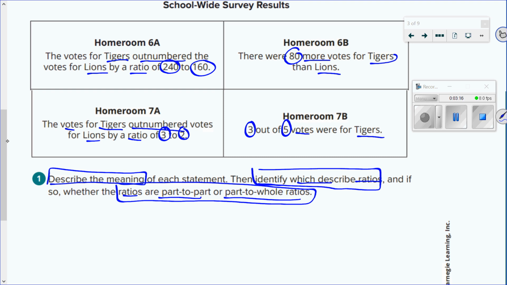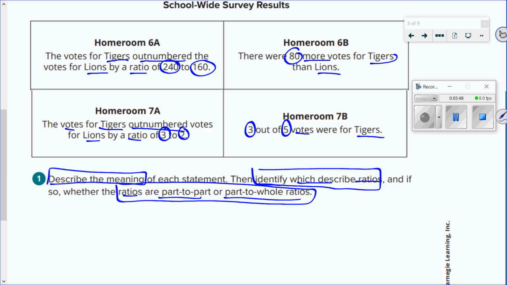There's a lot to boil down here, but make sure you're covering all the parts of this. That's why there's only 1 question on here, because they basically did 3 different questions in 1 statement. You're going to describe the meaning, tell me what each one means for 6A, 6B, 7A, 7B. Identify which ones are ratios, and then if they are a ratio, identify a part-to-part versus a part-to-whole. If you need the definitions, you can go back 1 page. We have the definitions for part-to-part, part-to-whole on the previous page. Okay? So go ahead and work together.